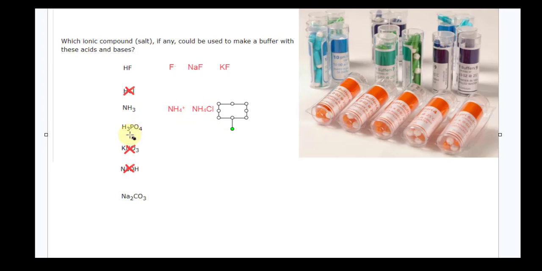Now, this is an interesting one. This is H3PO4, and it's used a lot in buffers. It's very versatile. It's inexpensive. It's stable. It's phosphoric acid, and we're going to try and make a buffer out of it. Well, we've got the acid. Therefore, we need its conjugate base. We get rid of one of the H+.